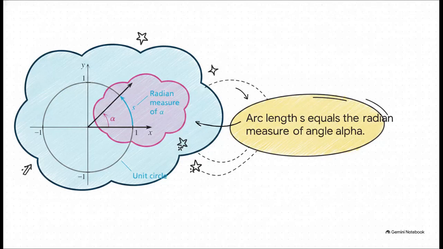Let's connect that formula right back to the unit circle. If r is exactly 1, then, according to our formula, S equals alpha times 1, which means S simply equals alpha. This perfectly proves our earlier point. The length of the intersected arc is exactly the same number as the radian measure of the angle inside.